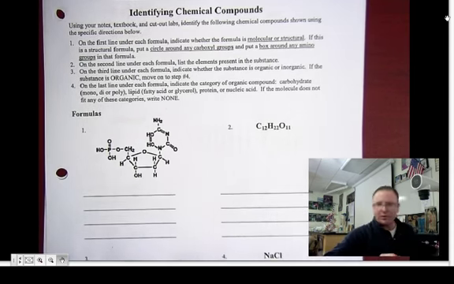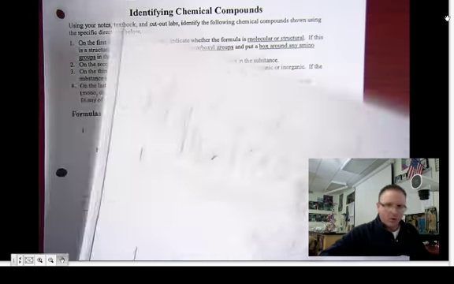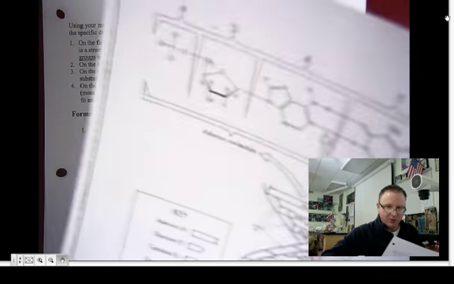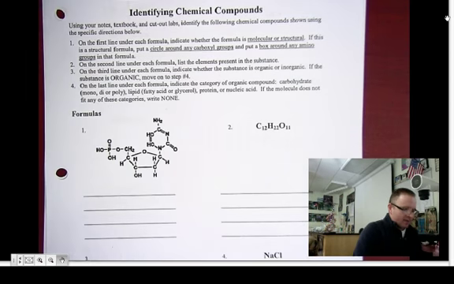Today I'm going to spend a little bit of time going over the review activity called Identifying Chemical Compounds. This is on pages 93 through 95 in your organic chemistry packet. Also, I'm going to be referring to the coloring worksheet, coloring plates. That would be page 54 for carbohydrates, page 62 for lipids, page 72 for proteins, and page 82 for the nucleic acids. So you may want to have those out as we're going through this activity.